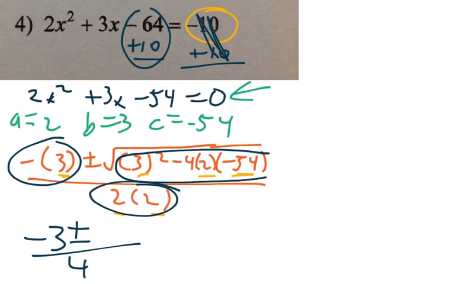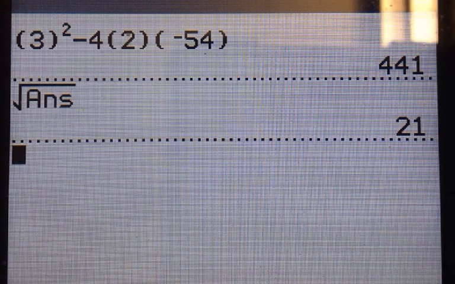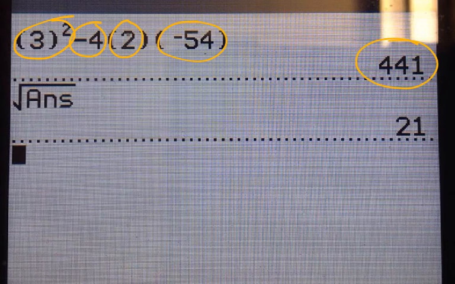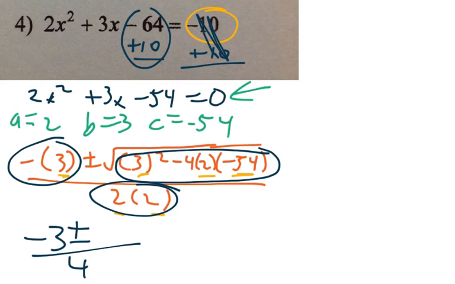Now I'm going to do this whole radical, called the discriminant, in my calculator. So we have 3 squared minus 4, 2, and negative 54, right? I just so happen to do on my calculator, here's my b squared minus 4ac, and I got 441. I need to take the square root of 441, which is 21. Okay, so I now know that this is 21, because the square root of 441 is 21.